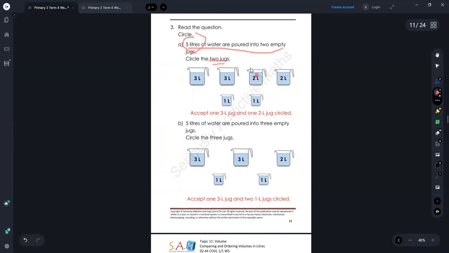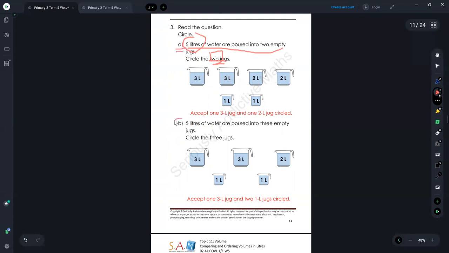But if they do 2, 2 and 1, that gives you 5 liter, the answer is wrong because the condition is only 2 jugs. You might want to go through one question with them because early on, I think this question wasn't done. So perhaps I would suggest do A, analyze the question with them.